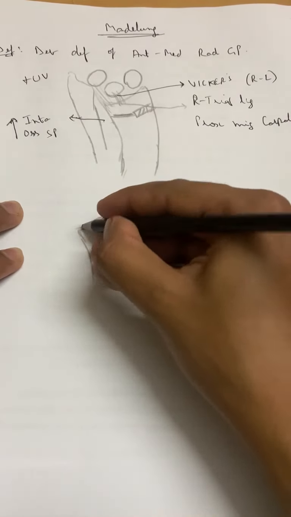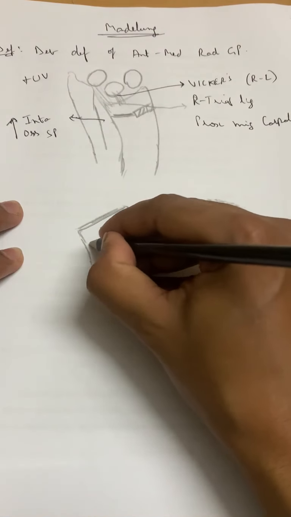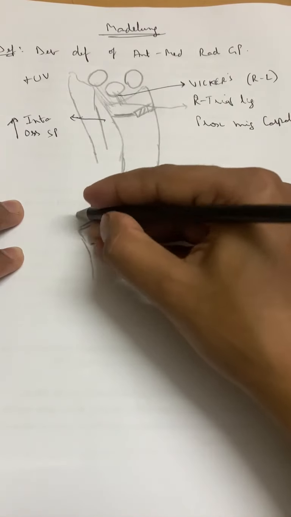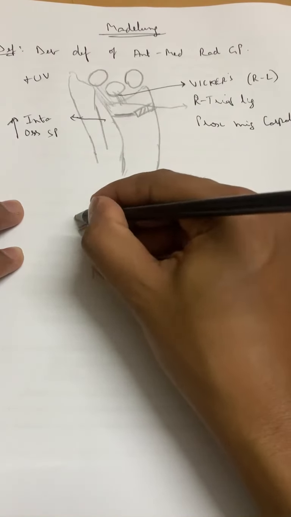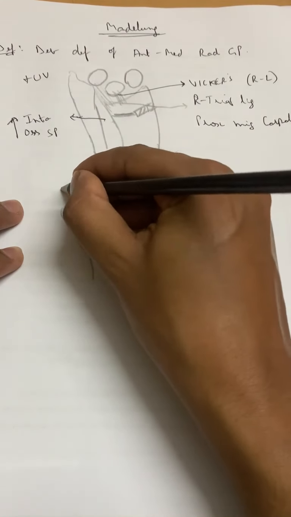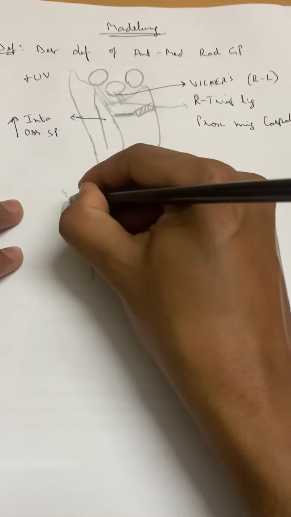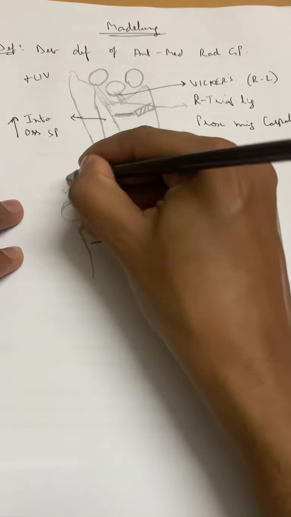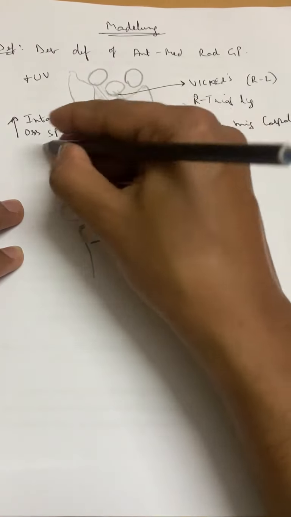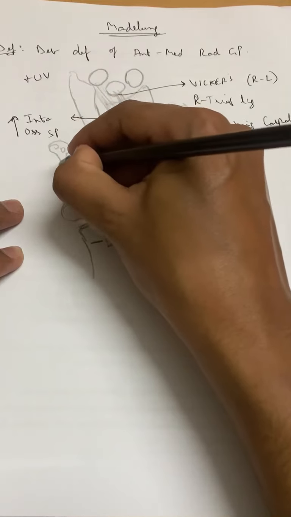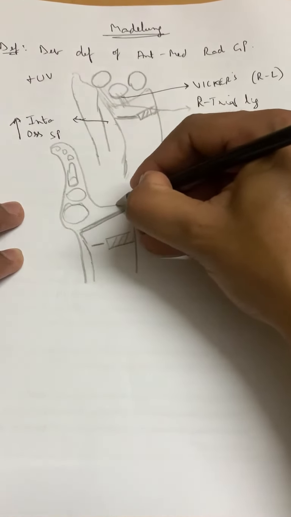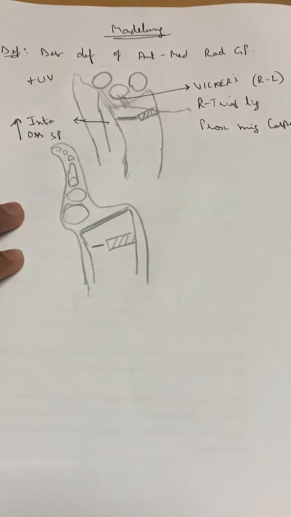Okay, so if the anterior part is not growing and the posterior part is growing, there will be increased tilt and this will be pulling the carpals down also. There will be volar subluxation of the carpals. So your hand deformity will be volarly displaced hand. Something like this.